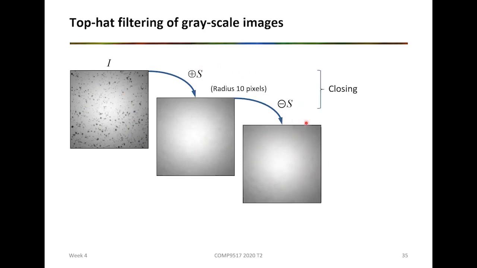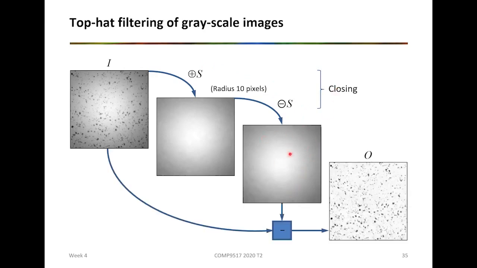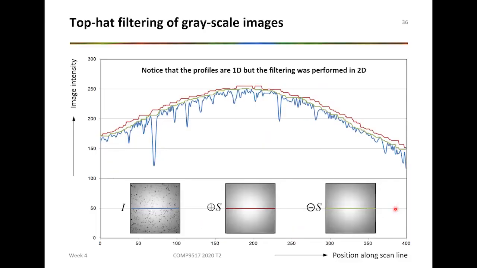Together, this is called a closing operation, as we've explained, and you can now subtract this image from this image, and that will give me this output image, where the shading in the background has been removed, and I keep only the relevant image intensity information. It's illustrated in a bit more detail here.